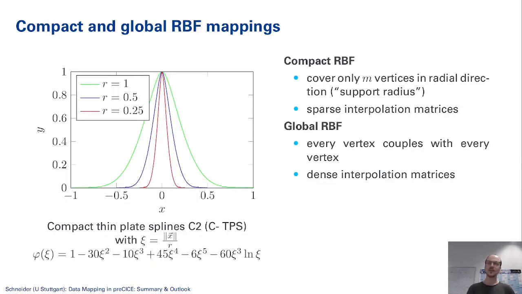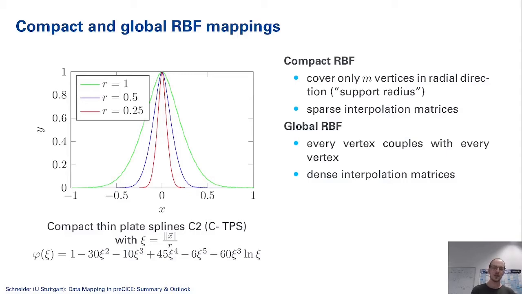As stated before, we still need to distinguish between compactly supported RBFs and global RBFs. Compactly supported RBFs cover only a fixed amount of vertices in radial direction, and in preCICE terminology this is usually user-defined, and the user defines a so-called support radius. If our nearest vertex is below this support radius threshold, then our radial basis function is non-zero, and if it's above the support radius, then our radial basis function is essentially zero.